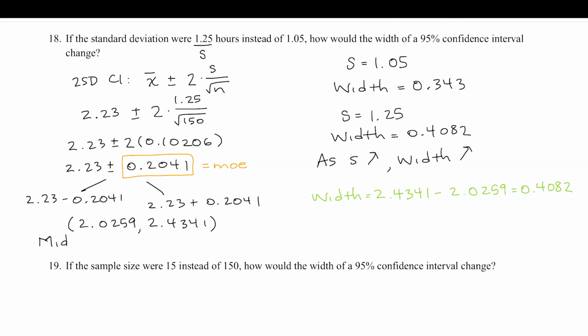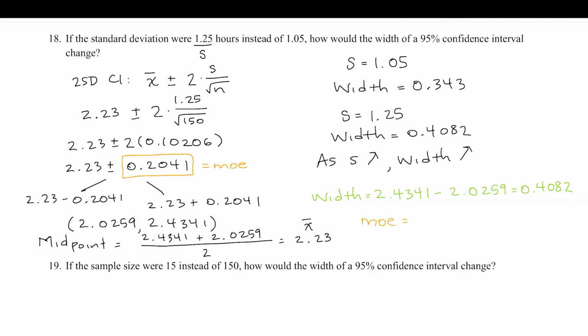And while we're at it, let's actually calculate the midpoint of the interval. We're going to take our high value, 2.4341, plus our low value, 2.0259. After we've completed that addition, we'll divide by 2, and lo and behold, we get 2.23, our sample mean, once again. So the statistic is always at the midpoint of the interval.